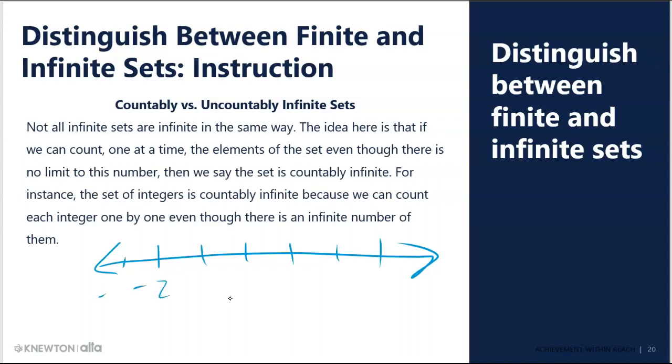-2, and this goes on forever, -3, all the way that way and all the way that way. -1, 0, 1, 2, 3, ... You could count like that, but what if I said, well, count all the real numbers?